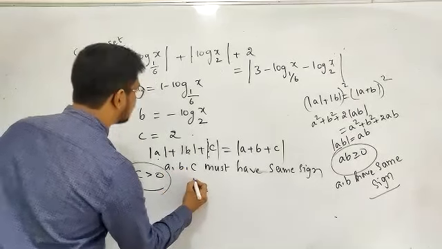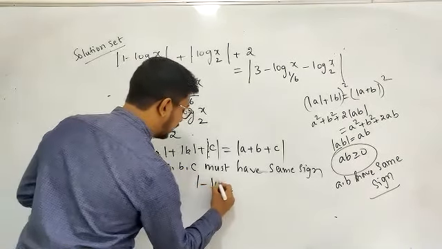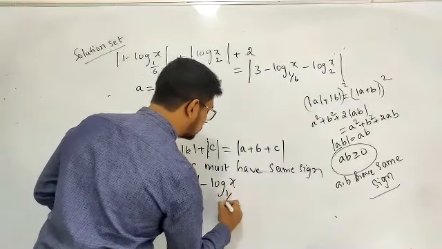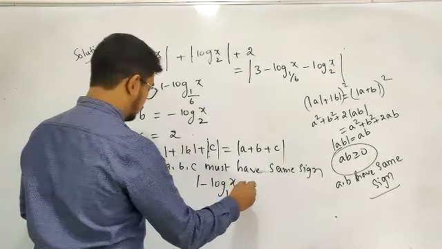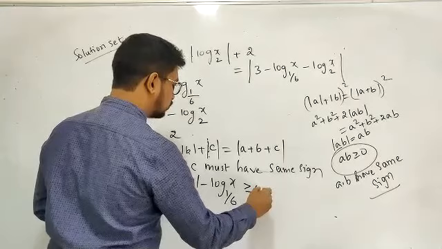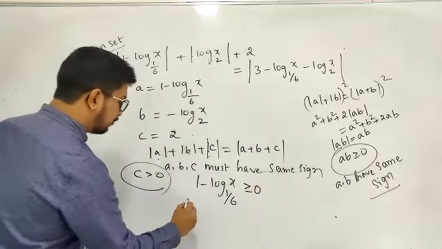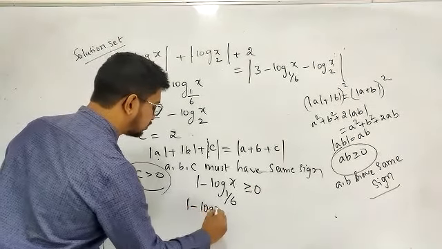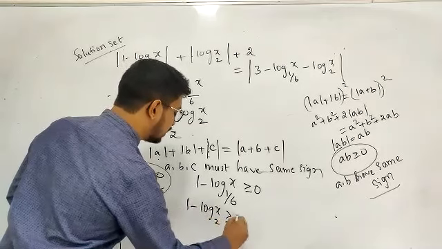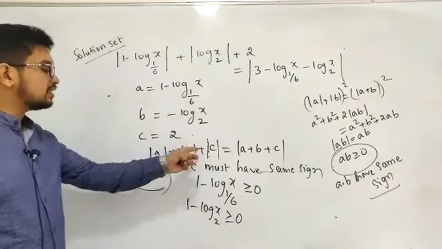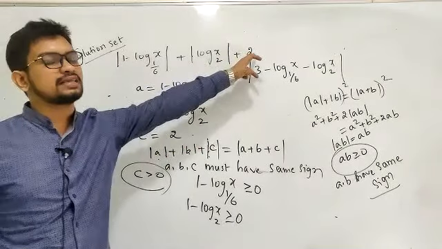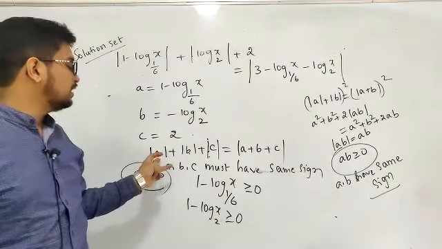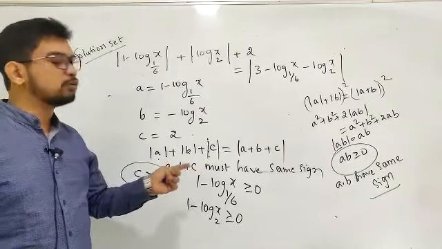So my first condition will be: 1 minus log x to the base of 1 by 6 must be greater than or equal to 0. Similarly, 1 minus log x to the base 2 must be greater than or equal to 0. Already C is greater than 0, so A is greater than 0, and all three must have the same sign. Already this has a sign. So it means that A as well as B, both must be greater than 0.